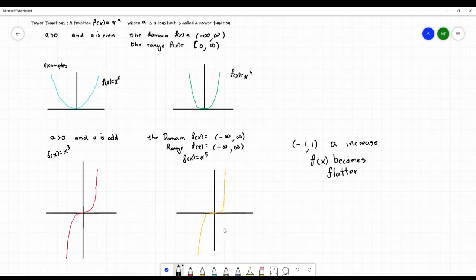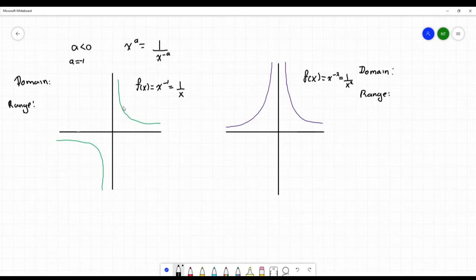Okay. Now let's move on to the case where a is less than 0. Okay guys, so now let's look at the case where a is less than 0. When a is less than 0, this property could hold, okay? x to the a is equal to 1 over x to the minus a. So let's consider the case a is equal to -1. So f of x is equal to x to the -1, which is equal to 1 over x.